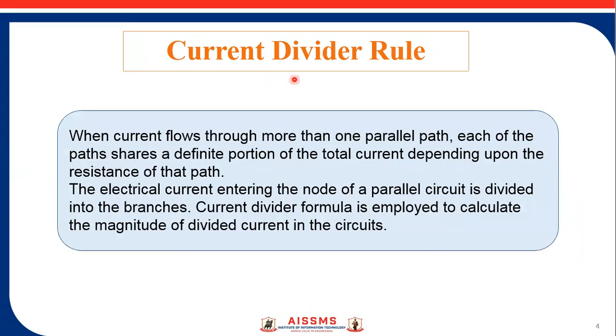Next, current division rule. When current flows through more than one parallel path, each of the paths shares a definite portion of the total current depending upon the resistance of that path. The electrical current entering the node of a parallel circuit is divided into the branches. The current divider formula is employed to calculate the magnitude of the divided current in the circuits.